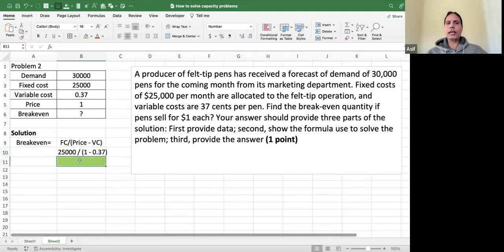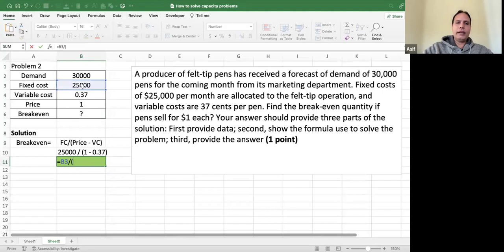And now we move to the last step, and the last step is whereby we'll be actually solving this problem. And that would be, as you can see here, the formula is fixed cost. So fixed cost is 25,000 divided by. Now, you see here in the denominator, we have two things, price and variable cost. So I want to put them in parentheses. And price is 1 minus variable cost is 0.37, and I will close the parentheses, and if I hit enter, it will give me break even point.